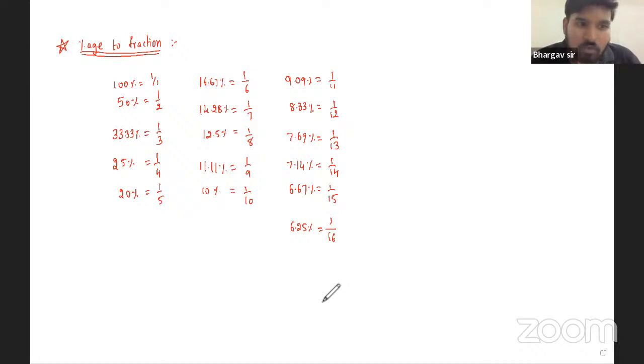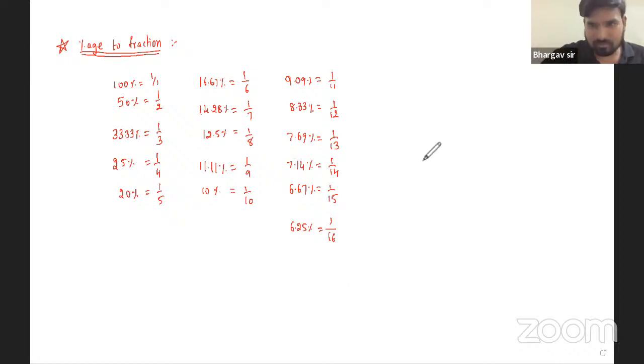I don't need to say that you have to remember each and every fraction whichever is appearing in front of you. Of course, you are expected to remember each and every fraction. No other option you have. You have to remember these things, because these are the values that you keep on coming across in most of the questions, right? This is percentage to fractions.